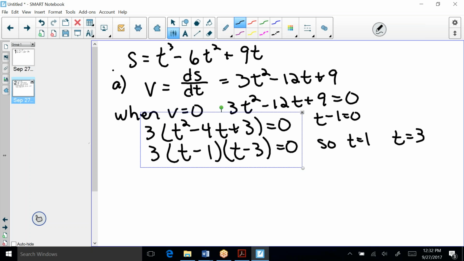All right, so then we're being asked to find the acceleration when the velocity is 0. So how are we going to find the acceleration?